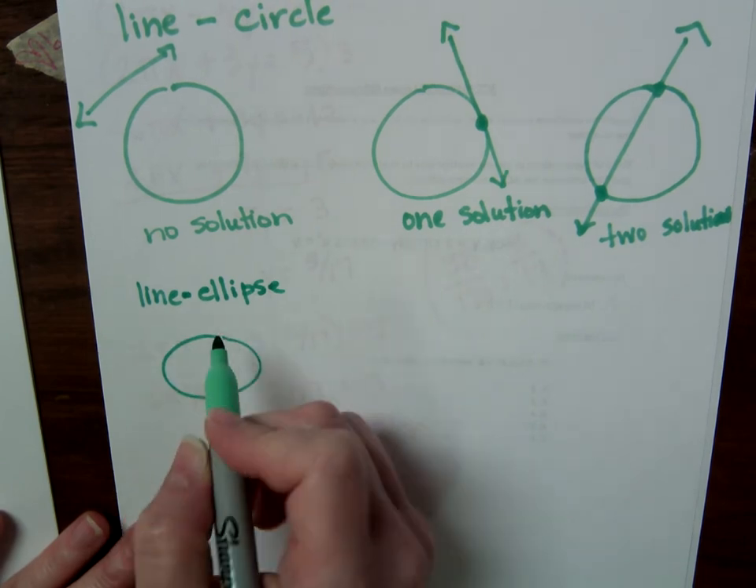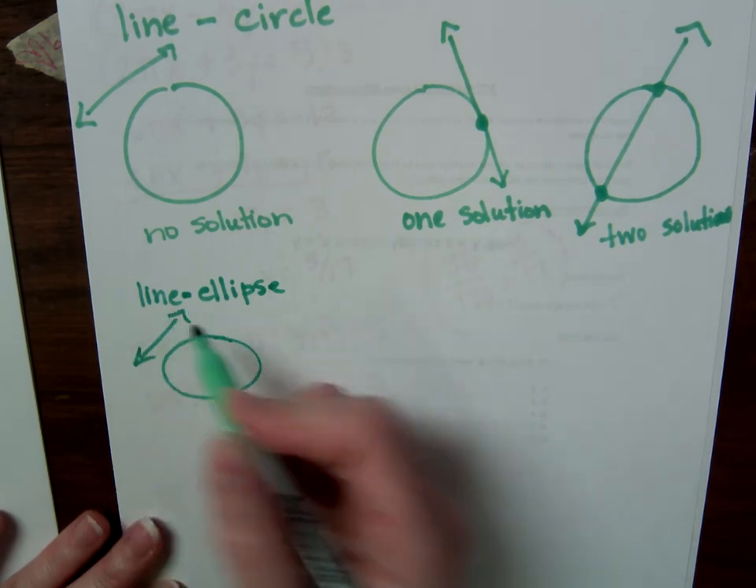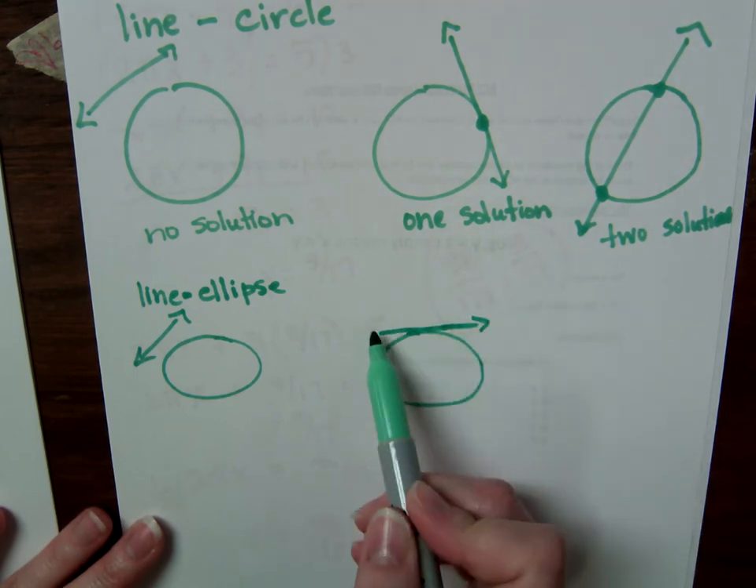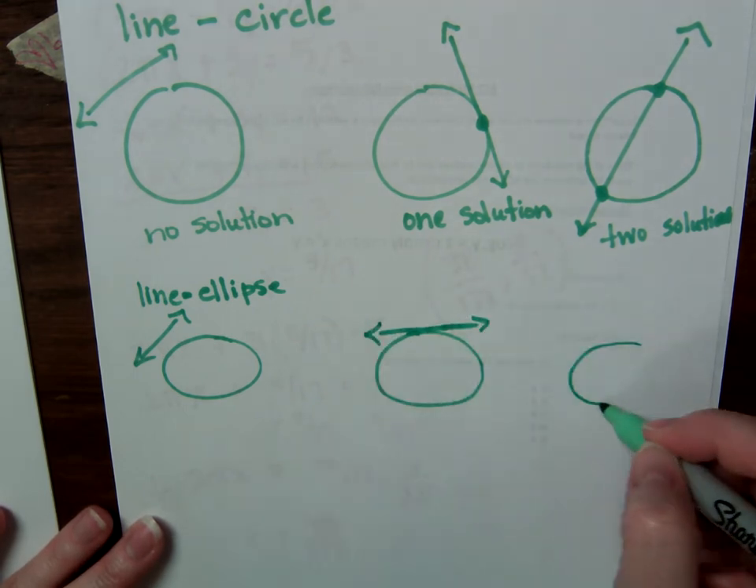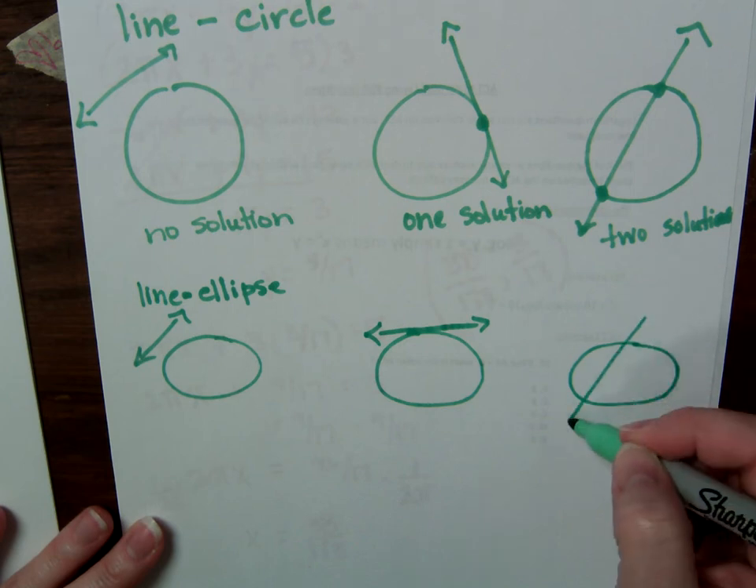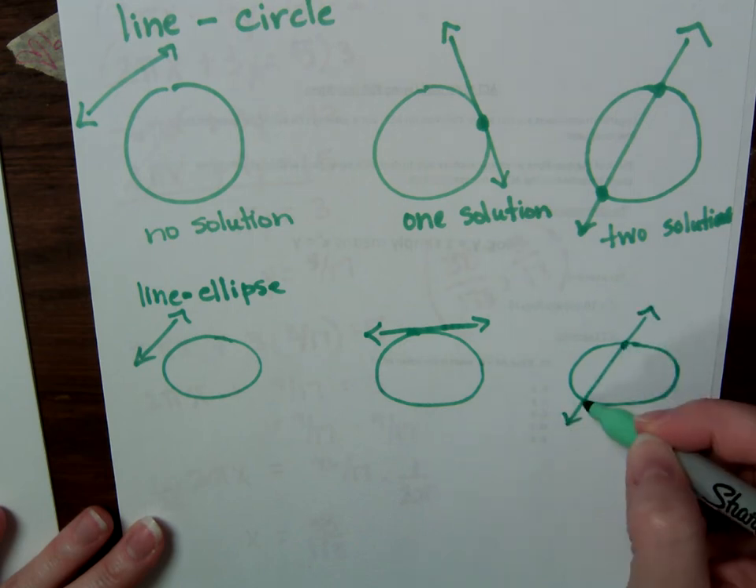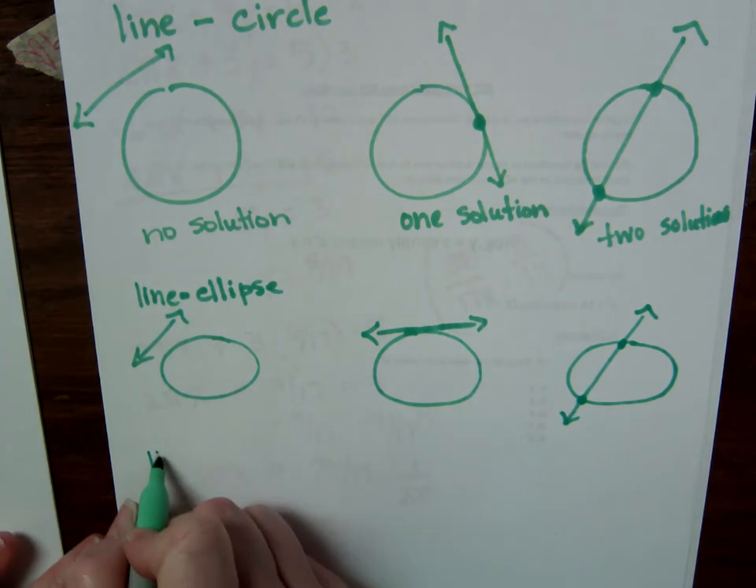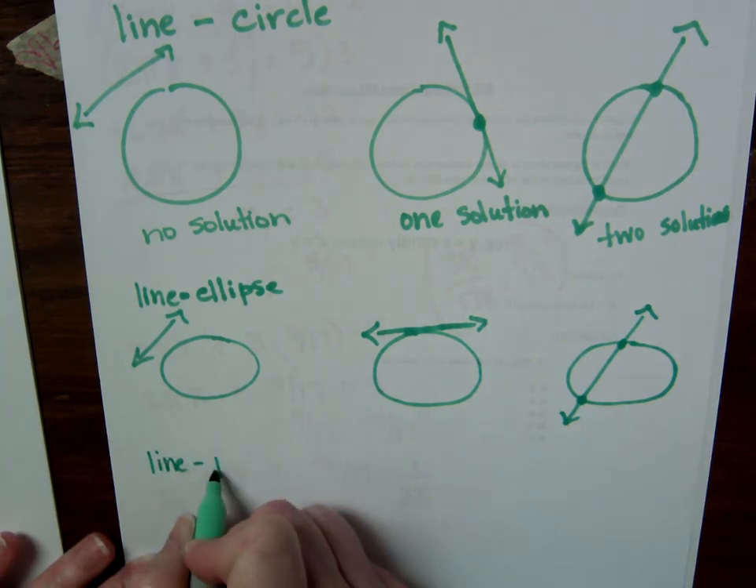If I have an ellipse, it could not touch it. It could touch it once. Or it could go right through it, touch 2 times. How about a line and a parabola?